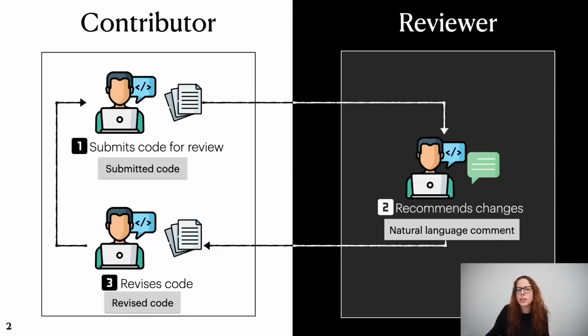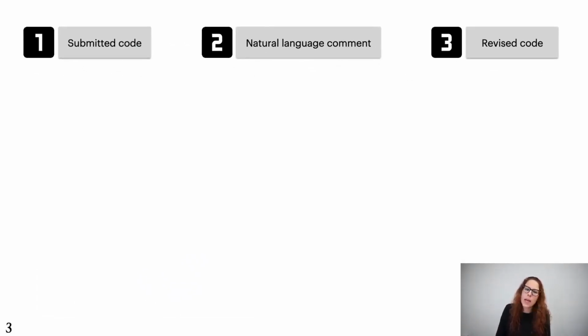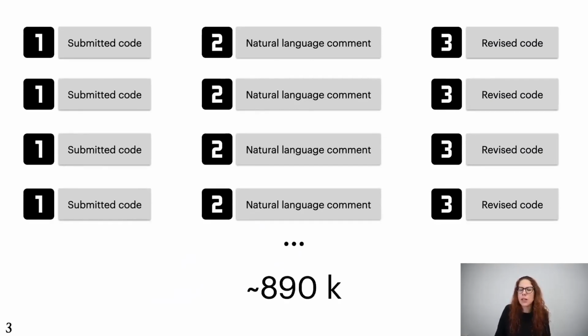So the first thing that we did was to collect a dataset of these triplets from Gerrit and from GitHub platforms, and it counts in total nearly 900,000 triplets. Now, using the entire dataset as it is is simply unthinkable, both because the dataset contains a lot of noise and because of the limitations of the model we are going to use.